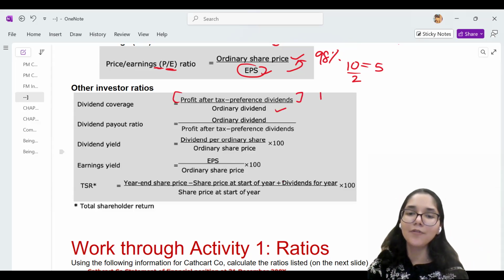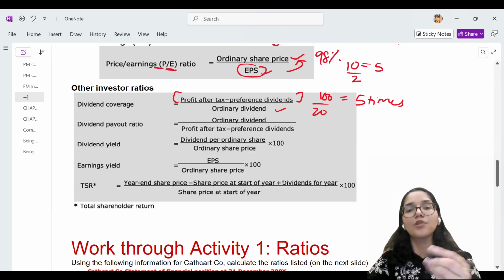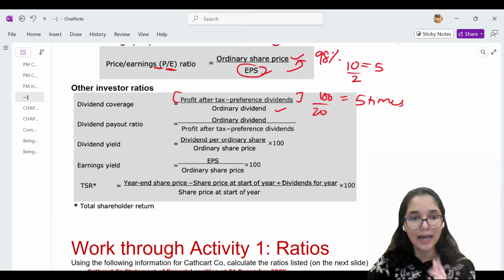So if I am left with $100 after paying off everything, and the dividend that I'm supposed to pay is 20, that means 5 times is the dividend coverage ratio. If the company wants, they can pay the dividend to the shareholders 5 times.